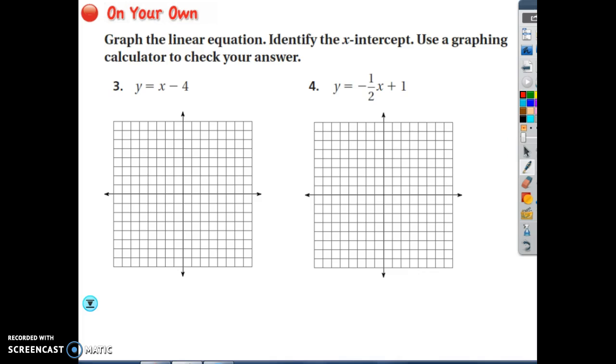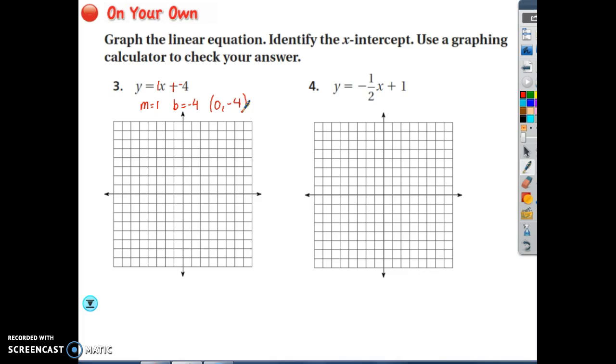In number 3, you should have a slope of 1. The invisible coefficient here on x is 1, so my slope is 1. And if I change this to plus, I would have plus negative 4, meaning my b value is negative 4, or my y-intercept is the point (0, -4).